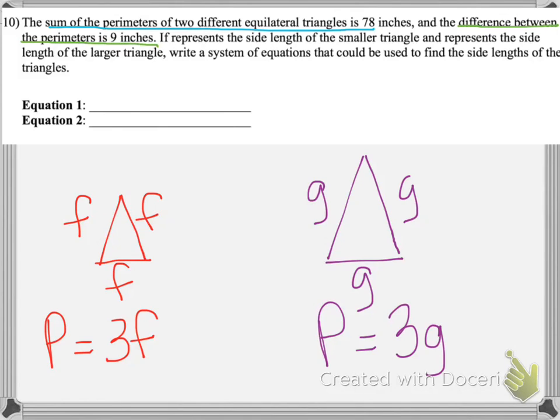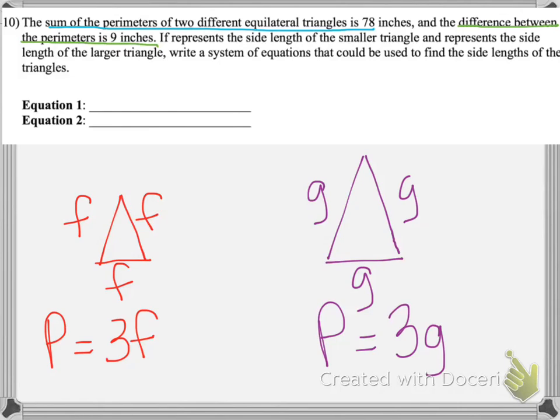Now we can write our two equations. Remember, perimeter means adding all the sides. Perimeter means to add up all the sides. So F plus F plus F equals 3F. And of the larger triangle, you have G plus G plus G, which equals 3G.